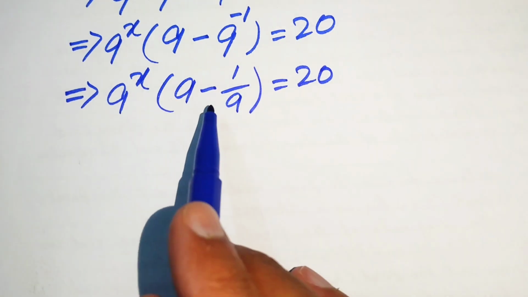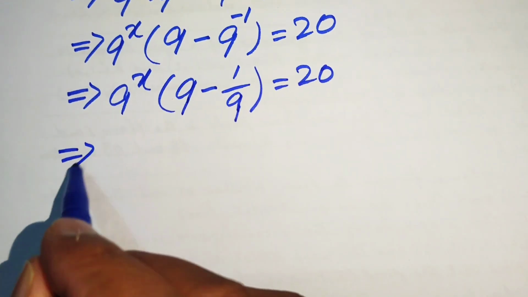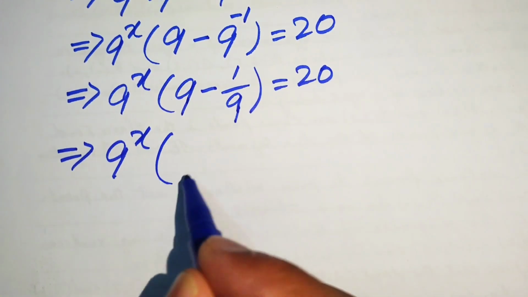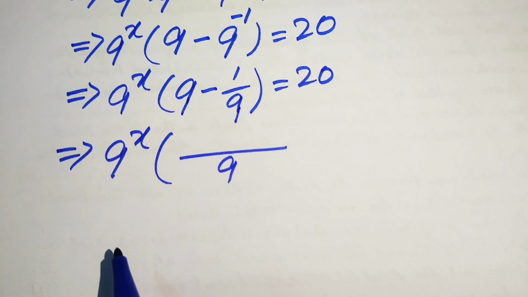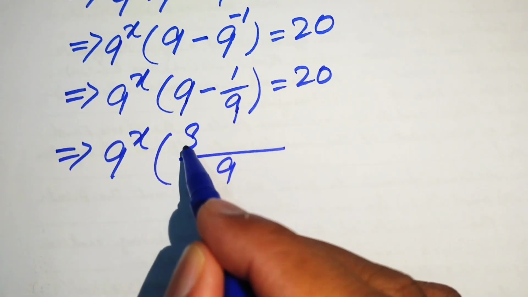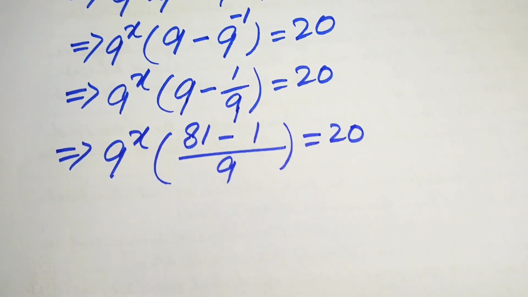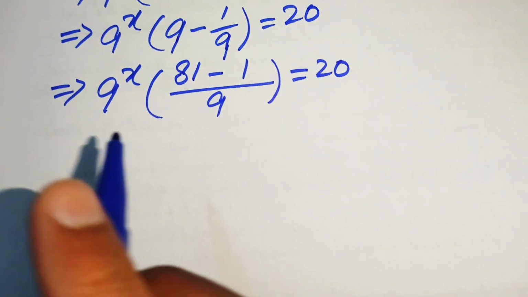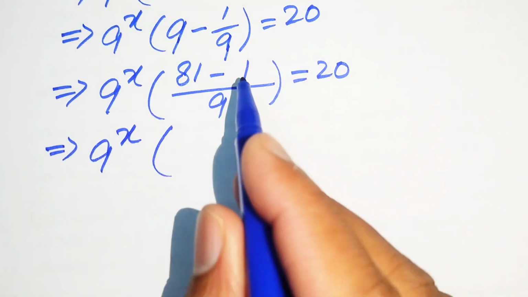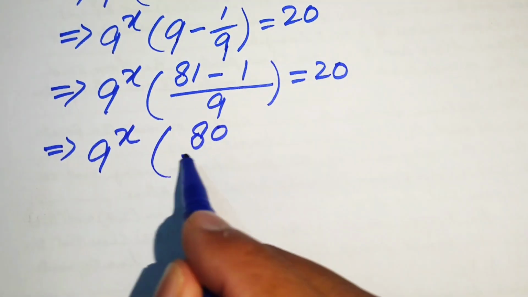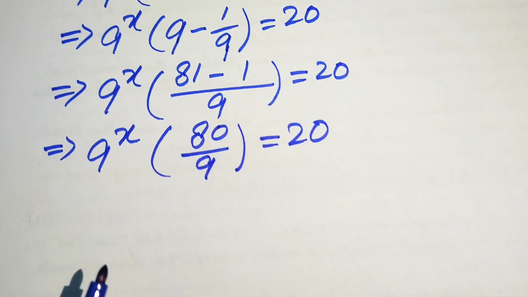Here we take the LCM of this term, and it is written as 9 to the power of x into 9 times 9, 9 9s are 81, minus 1, equals 20. So further in the next step we need some simplification, and we write it as 9 to the power of x into 81 minus 1 equals 80 over 9, and this whole equals 20.